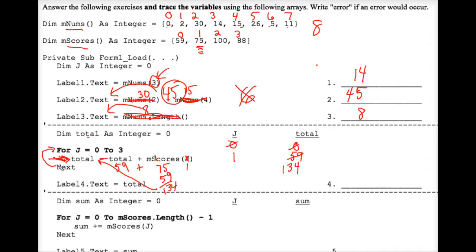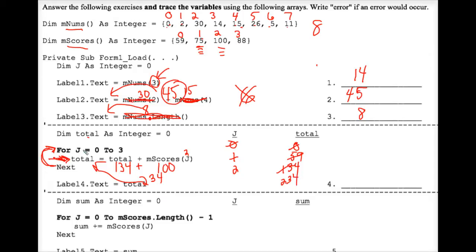We hit the word next. We loop back up to the top. J steps up to 2. We go through the loop again. This time, total is currently equal to 134. And we're adding m scores parentheses 2, which is right here, 100. That grand total is 234, which plugs into total, overwriting that 134.